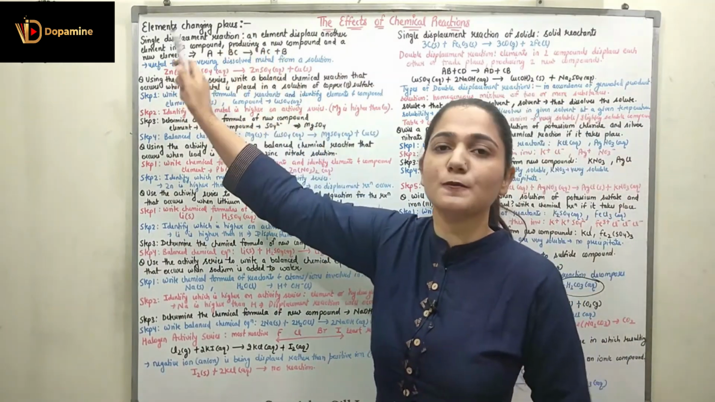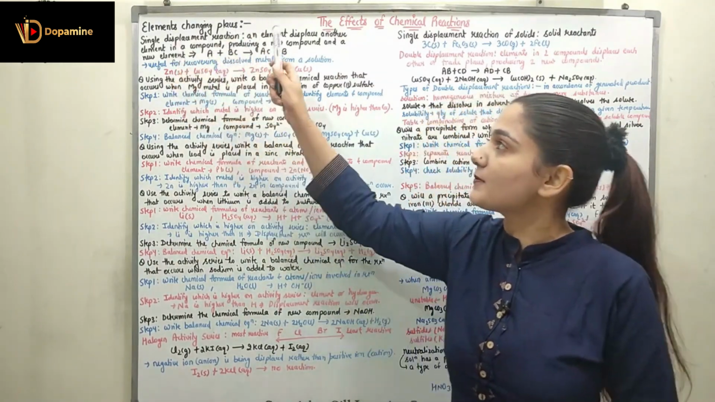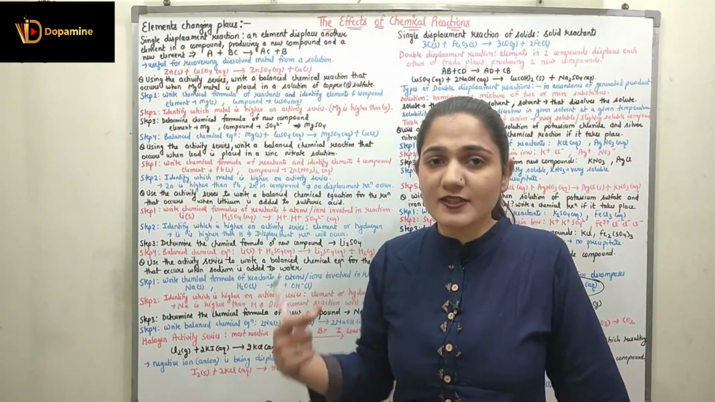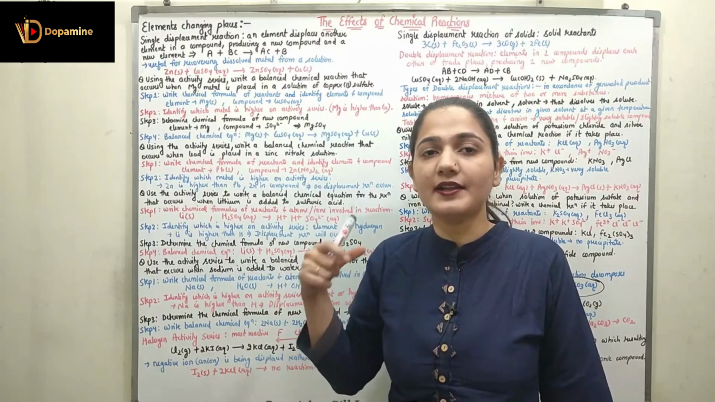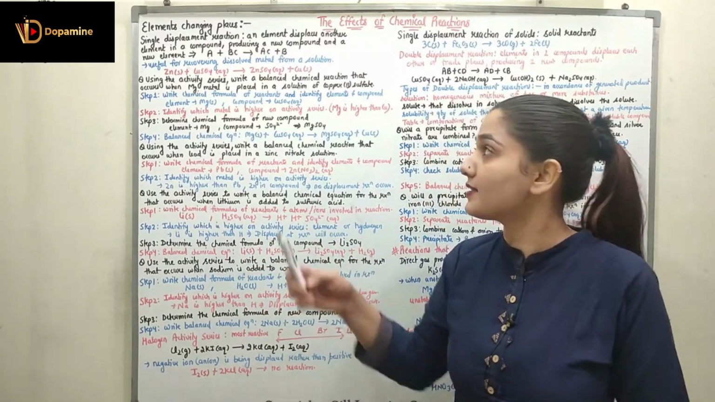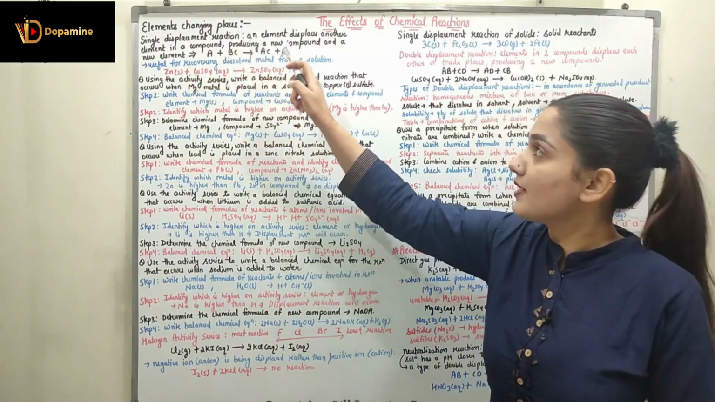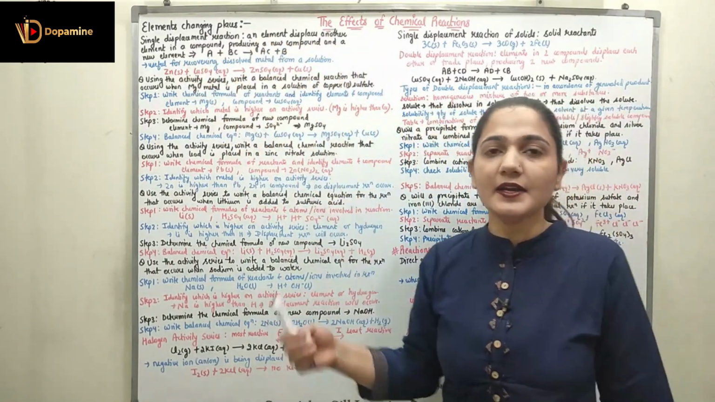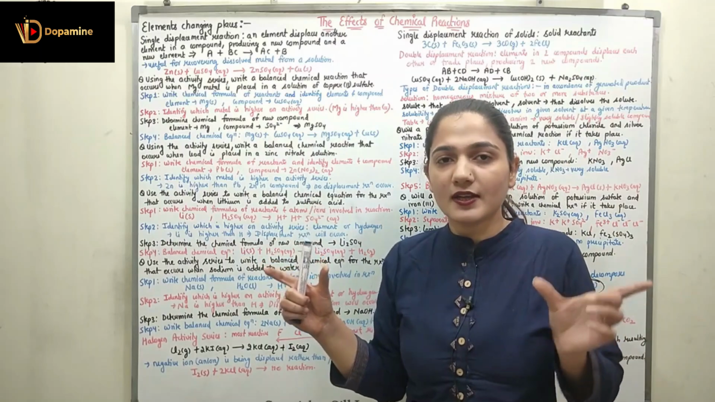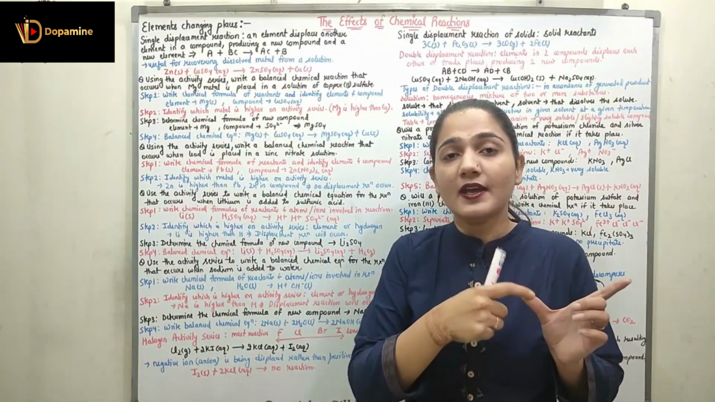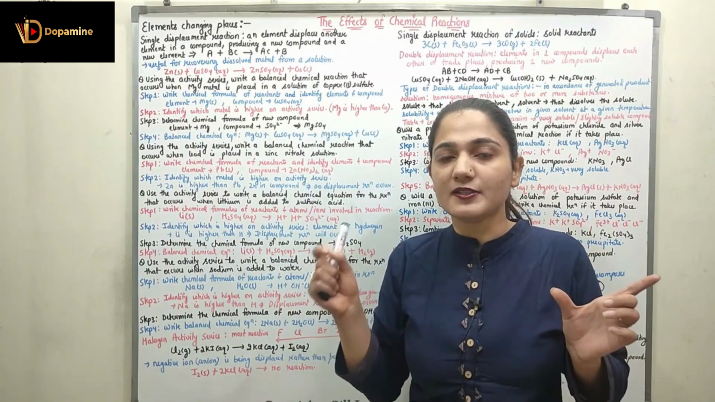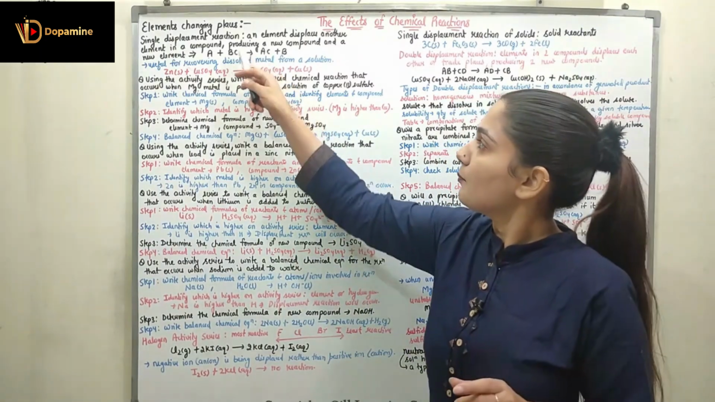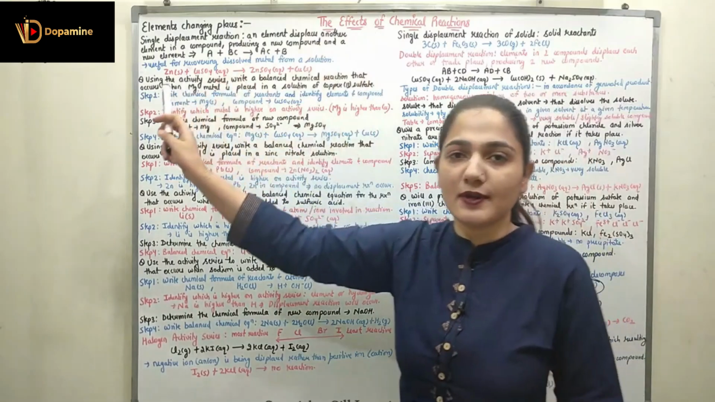We can understand this with the help of the single displacement reaction. Now what is a single displacement reaction? In the single displacement reaction only, we can see that the elements are changing places. In the single displacement reaction, an element displaces another element in a compound, right? We will be having a compound, and in the compound we will be having an element. So the other element that is present is going to displace the element which is present in the compound, producing a new compound and a new element, right?